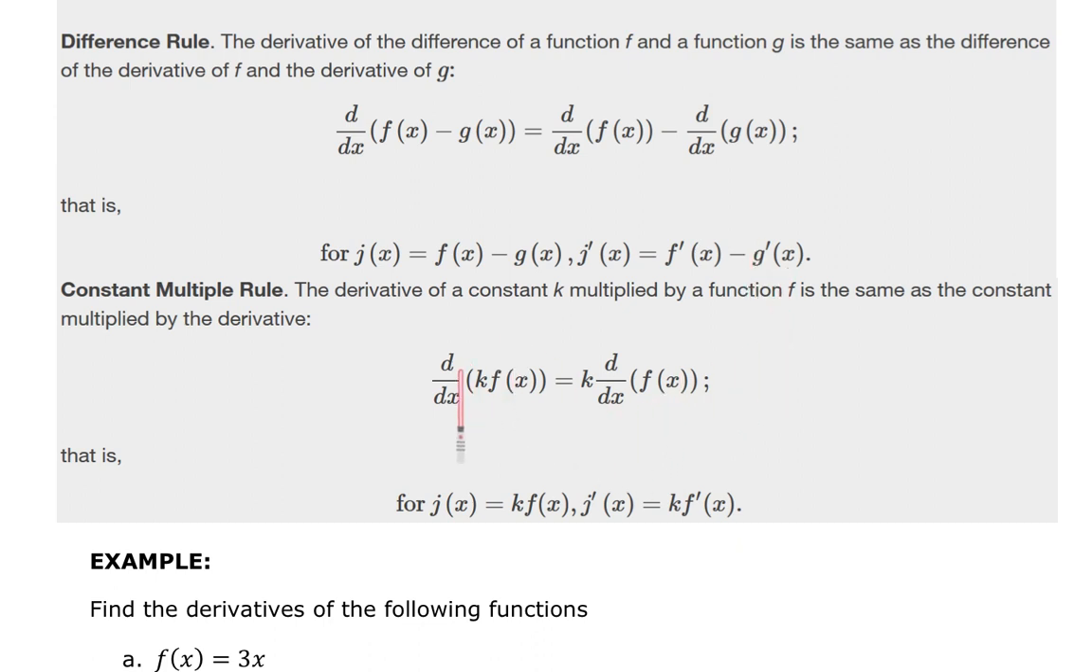Now we can shake this up and add a constant to it. The constant is just a multiplier, so we can bring that constant out front of the function, and then take the derivative of that function. So suppose we say j of x is equal to some constant times f of x, then j prime of x is going to be k, the constant, multiplied by the derivative of the function.